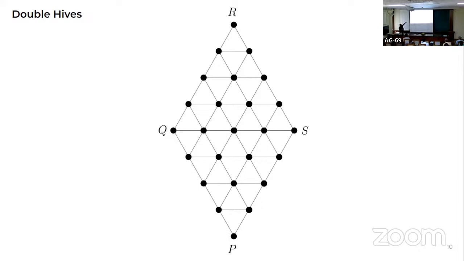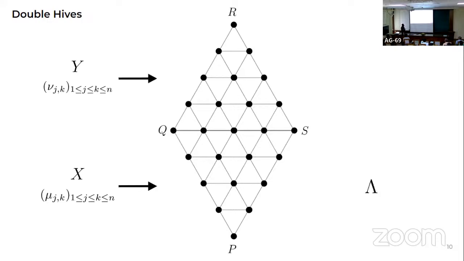Otherwise, it's just two hives pasted on one of the sides. So we take a Hermitian matrix X and obtain its minor process, and we paste it from this side. We take another Hermitian matrix Y, take its minor process and paste it from this side. And we take a large gap lambda and introduce it on this side.